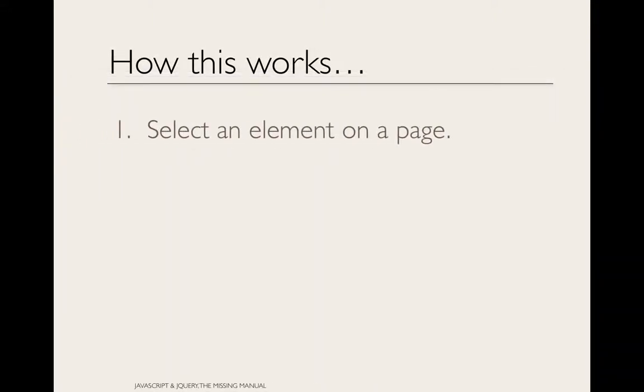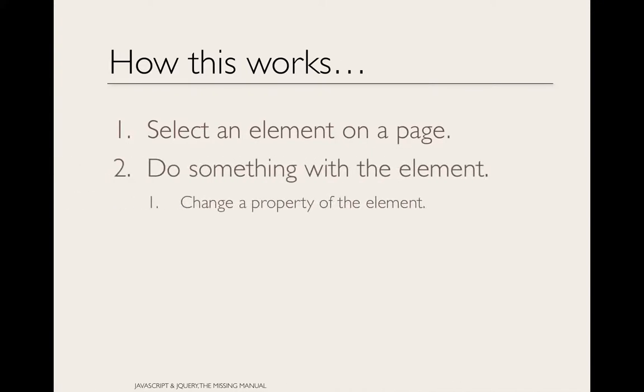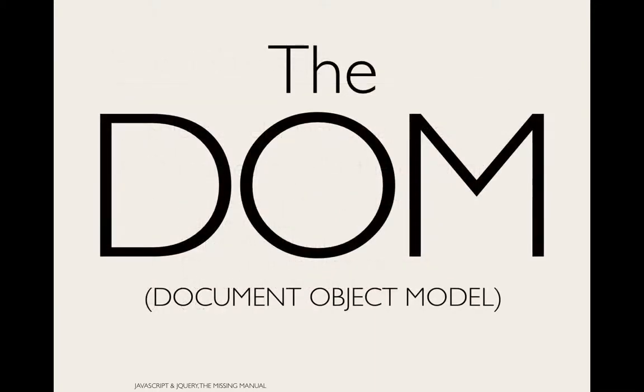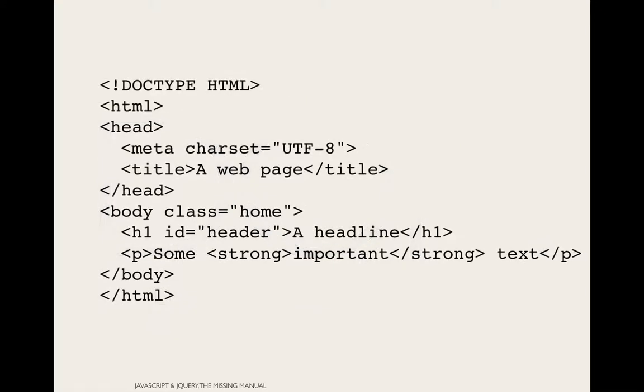So how does all this work? Well, you select an element on a page, then you do something. Not terribly difficult. Now you can change a property of an element, you can add new content, you can remove an element, you can extract information from the element, all the normal stuff that you would think, like adding and removing a class attribute, etc., etc., etc. It all works because of the DOM. We're just going to beat the DOM to death this term.